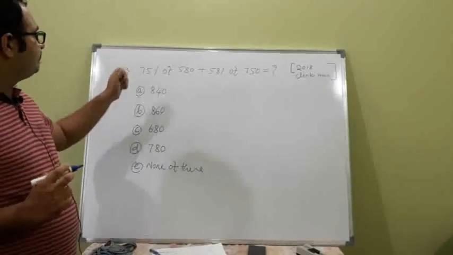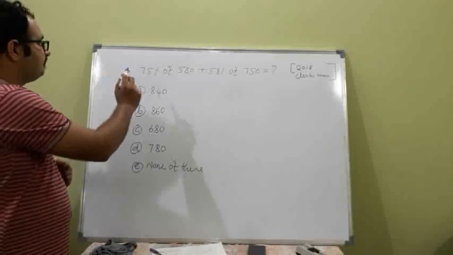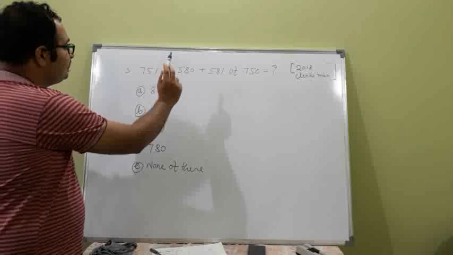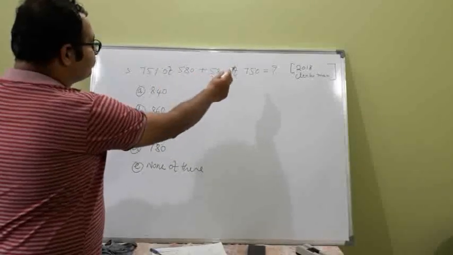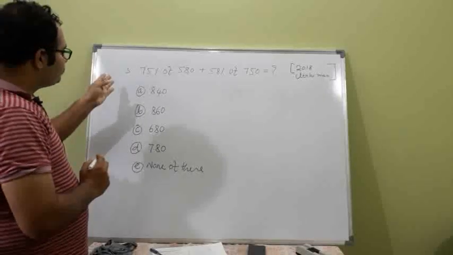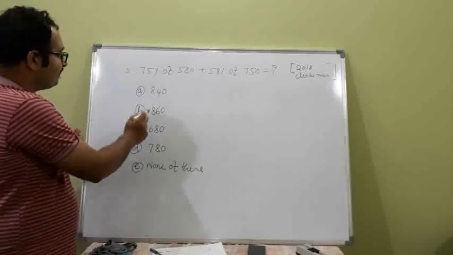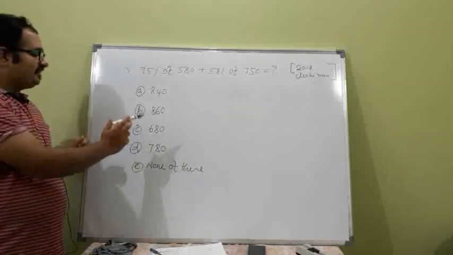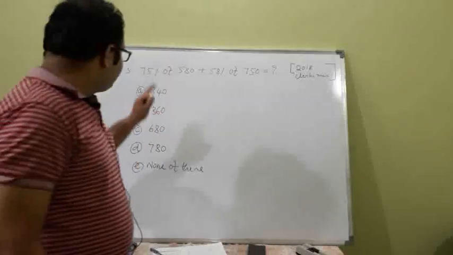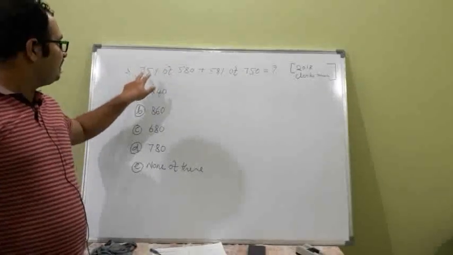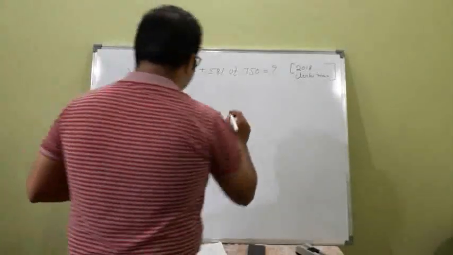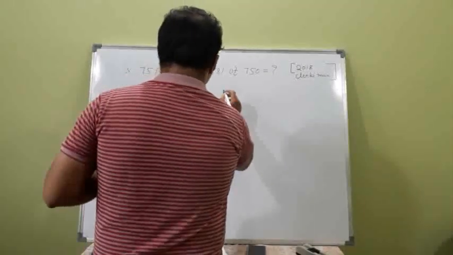Let's consider the third example from the BODMAS rule. The question is here: 75% of 580 plus 58% of 750 is how much? The options are here: 840, 860, 680, 780, and none of these. For this kind of example, like in percentages, we can use one trick to save time as well as to make it easy.